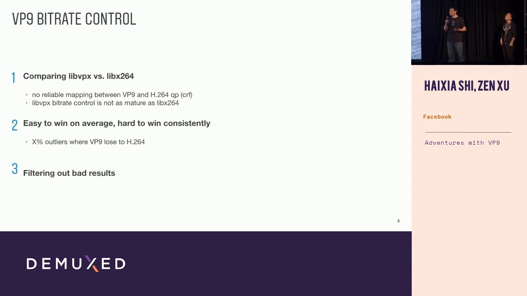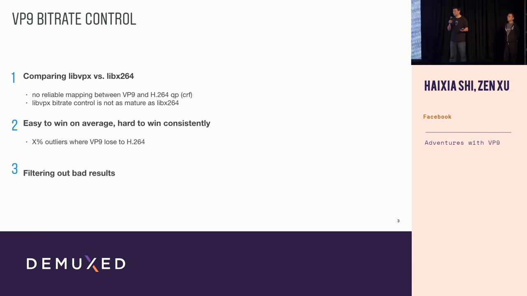Initially we tried to do constant quality, aka CRF mode. It doesn't work for us at all, because libvpx uses a completely different definition of CRF. There's no one-to-one mapping with x264. That led us to two-pass target bitrate. That turns out to work great. It makes sure that VP9's bitrate is consistently lower than H.264.